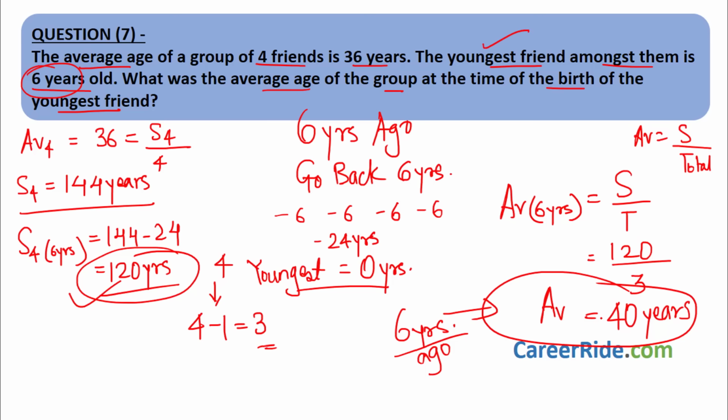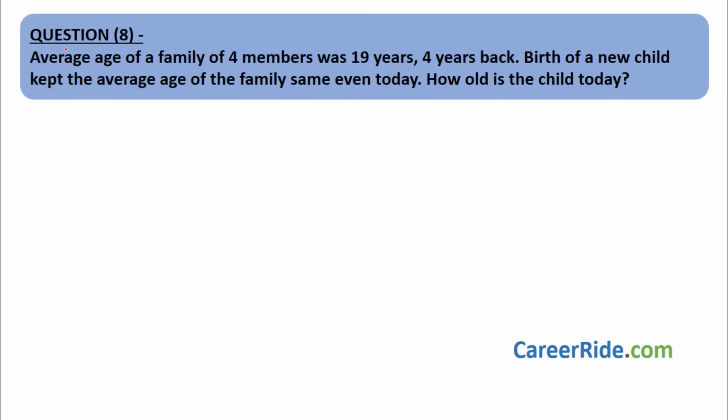Moving to question number 8. Average age of a family of 4 members was 19 years 4 years back. Birth of a new child kept the average age of the family the same even today. How old is the child today? Again we have the average: the sum of observations divided by the total number of observations. So here it would be the sum of the ages of all family members divided by the total number of family members.